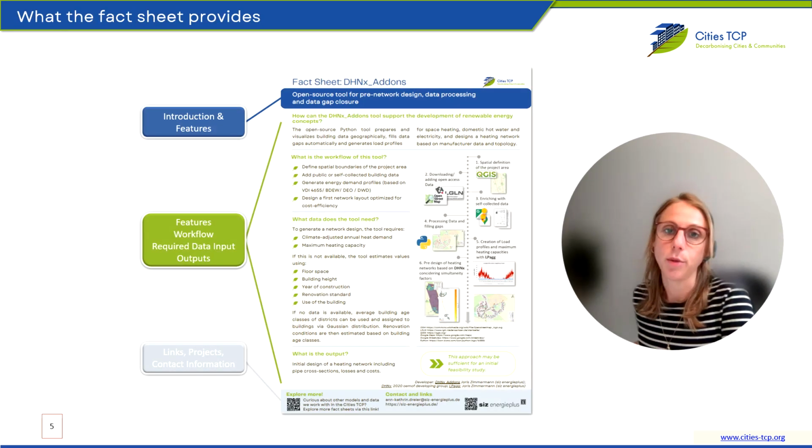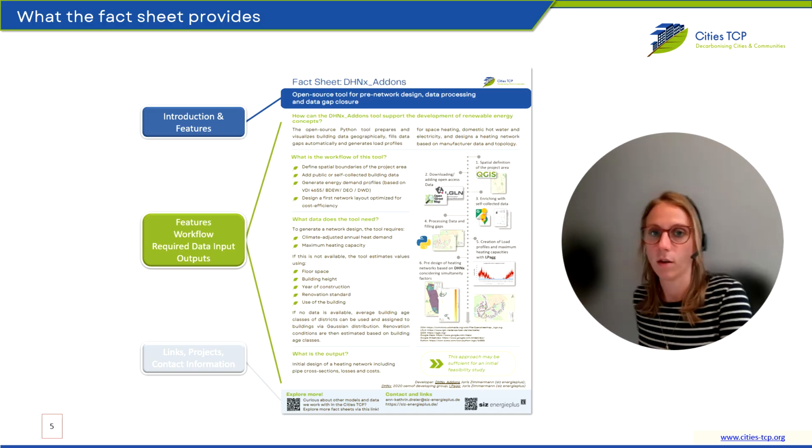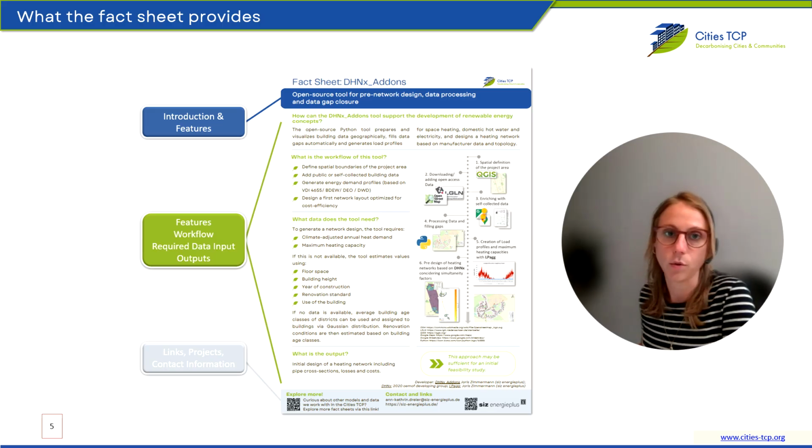The fact sheet gives a brief introduction to the features of DHNX add-ons. It clarifies the internal workflow and provides information that is necessary for each individual project. The advantage of the tool is that different levels of detail of the given, collected, or assumed data are possible, which makes it possible to work on projects with various given data sources. The fact sheet also shows what outputs can be expected, and in the footer, there are links to the open source tool and the Python packages involved, as well as the responsible contact person.